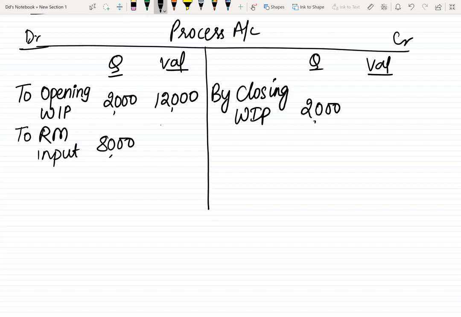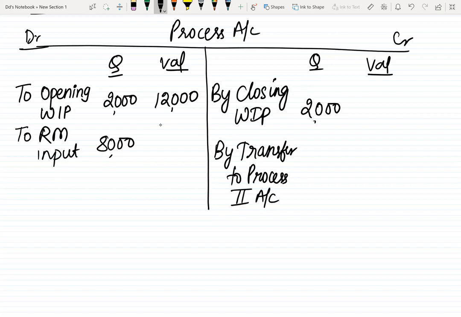8,000 units are transferred to next process. So this will be by transfer to process 2 account. By the way, there is no process 1 or process 2. They said next process. You can even write it as by transfer to next process. Okay, 8,000 here. Right. Cost incurred during the month is given to you.